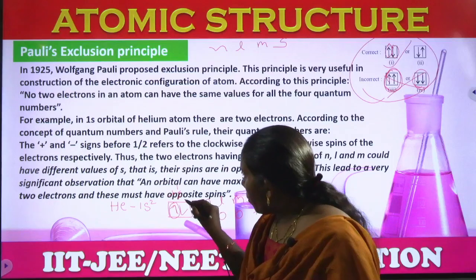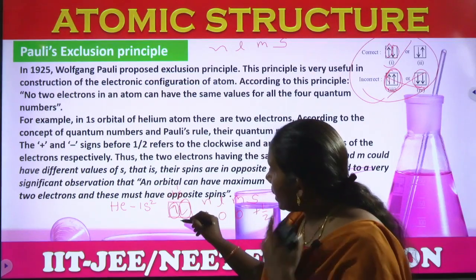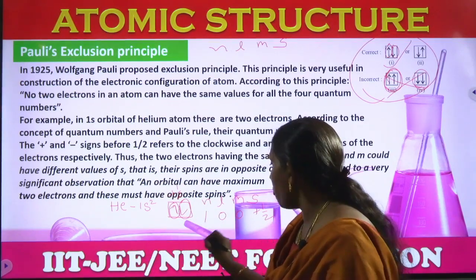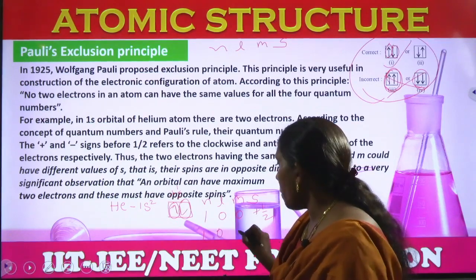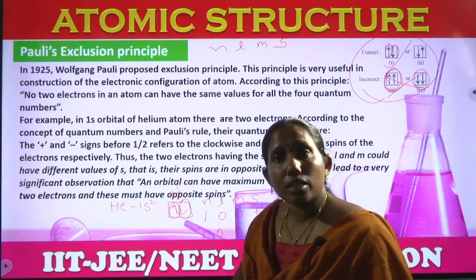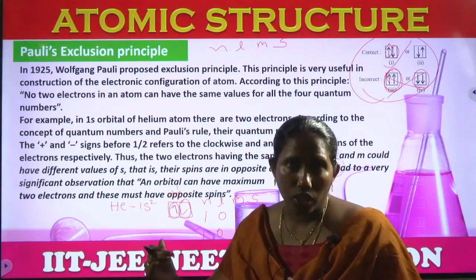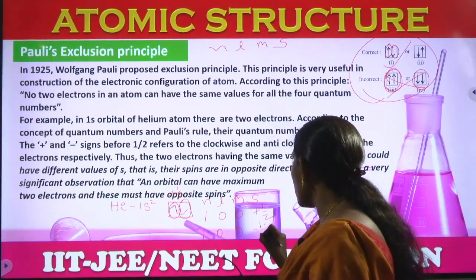Now I want to write the 4 quantum numbers for the second electron. For the second electron, the principal quantum number N will be the same, 1. L is for the s orbital, so the L value is 0. M is also 0. Coming to the spin, we are talking about the second electron, which is in the anti-clockwise direction. So it gives minus half. The spin is minus half.